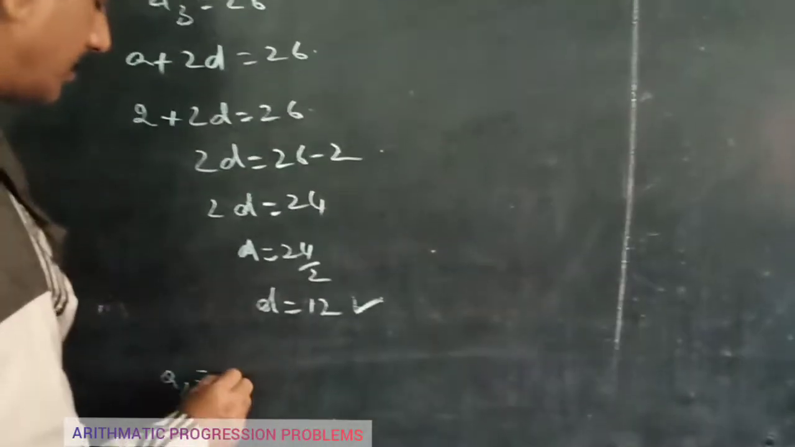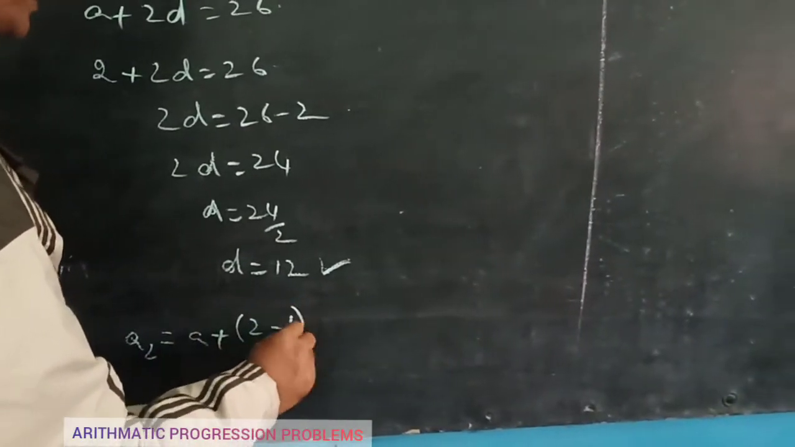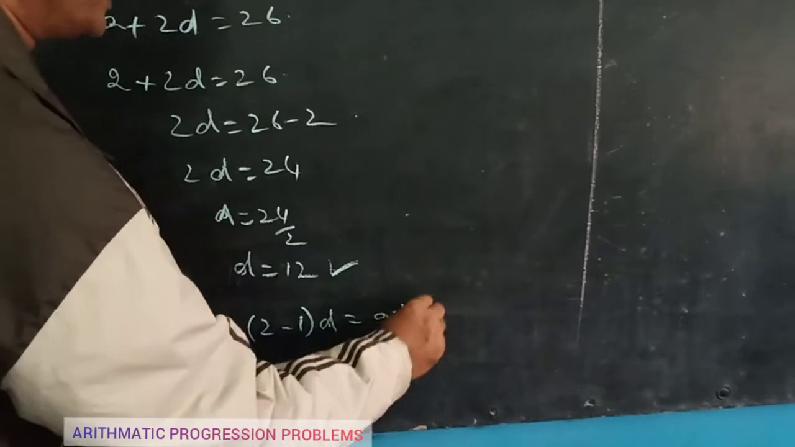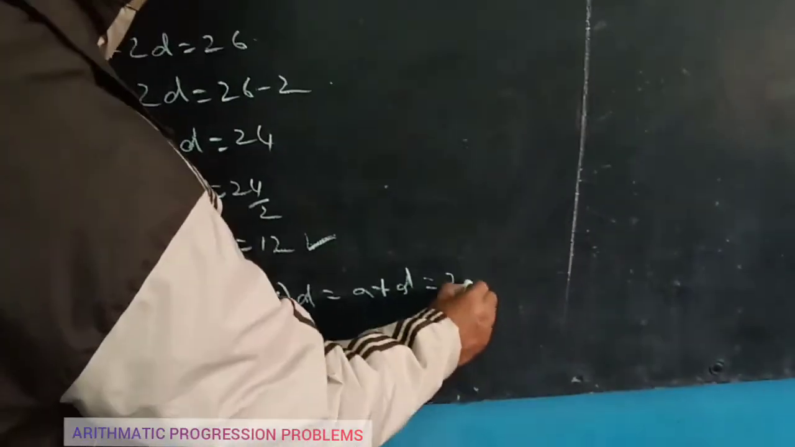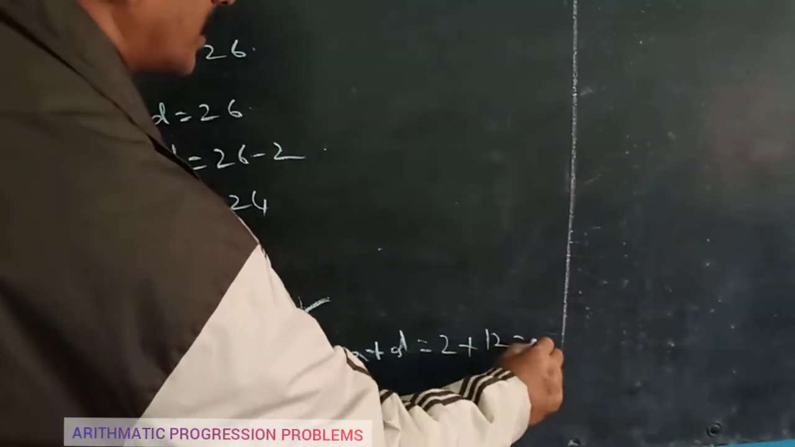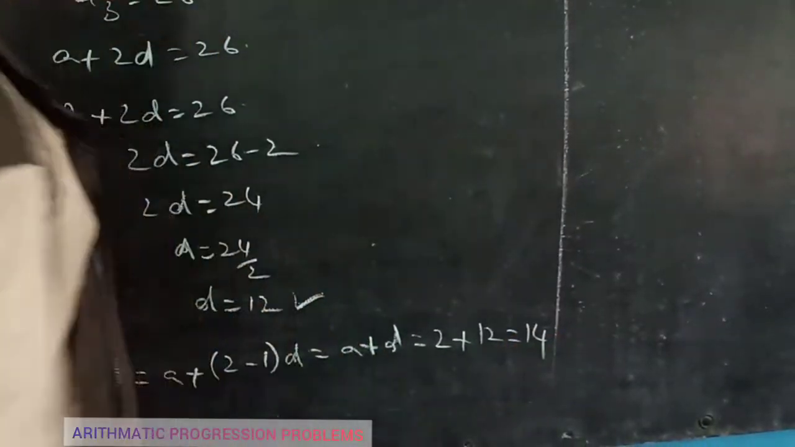Then find a2. a2 is equal to a plus (2 minus 1) into d, that is equal to a plus d. a is equal to 2, so a plus d is 2 plus 12, which is equal to 14.